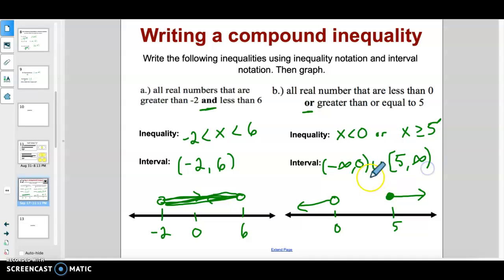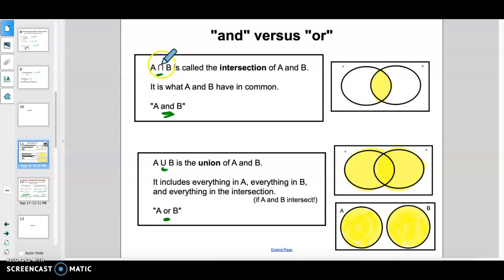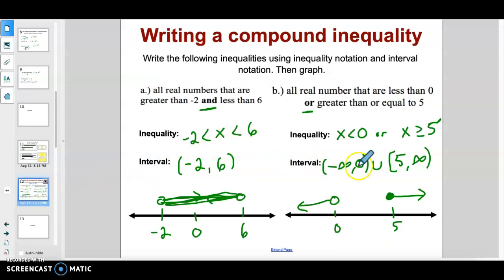Using these symbols, this symbol for the AND, I think of it like an N, for AND has an N in it, and then this U shape is for OR. So whichever of those fits the situation is what you would use in the middle of the interval. Usually it's going to be this OR symbol.